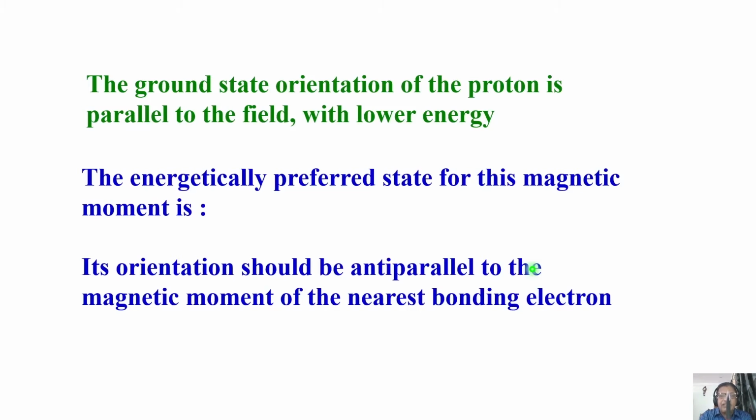I said that is the lowest energy option for this. The spins oriented parallel to the field have the lowest energy. That's what we have been discussing from day one. But for this to be energetically in a preferred state, the electron which is attached to this, which is forming a bond, must be anti-parallel to this. If this is the orientation of the magnetic moment of the proton, the electron magnetic moment should be anti-parallel to this. This is the preferred orientation. This is the minimum energy configuration for this.